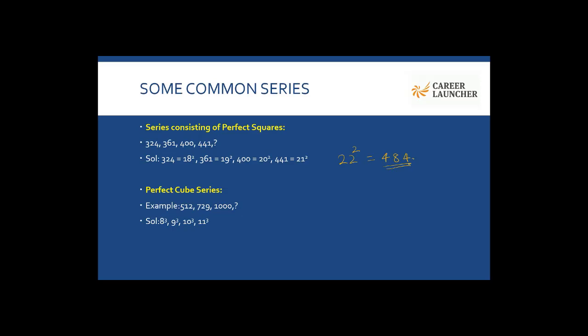Similarly, you can see a perfect cube series: 512, 729 and 1000. 512 is 8 cube, then 729 is 9 cube, 1000 is 10 cube. So the next number should be 11 cube, and that is 1331.